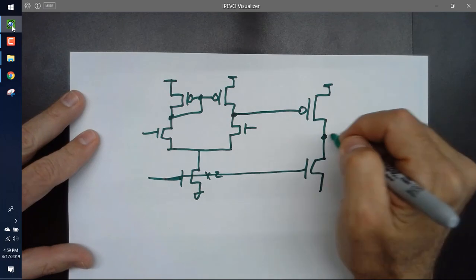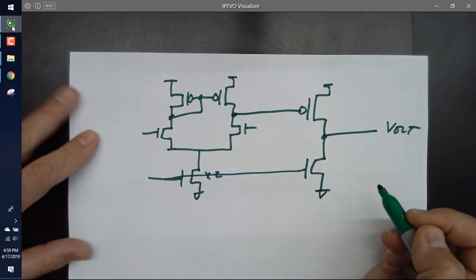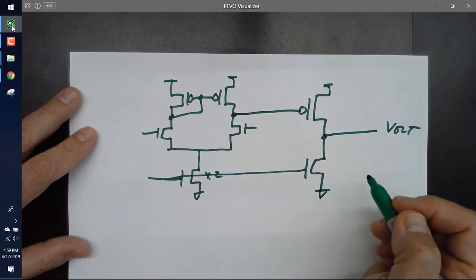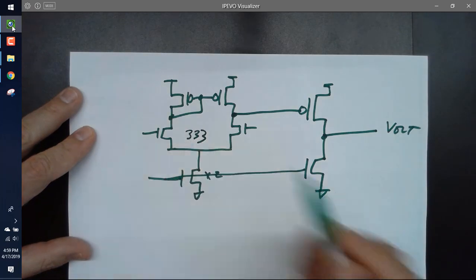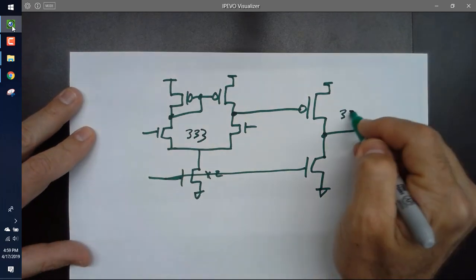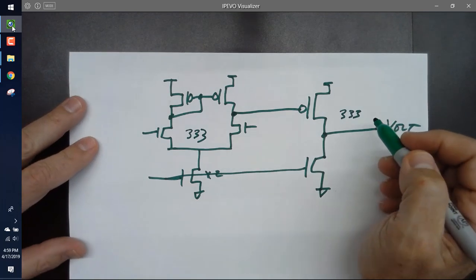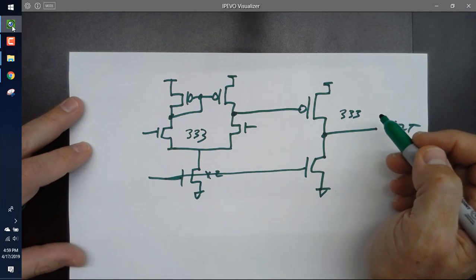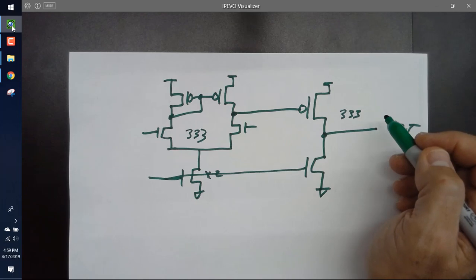And I'm going to modify this in a moment, but for now I'll just call this V out, and this is my op amp. So if I have a gain of 333 here, and I have a gain of 333 here, what's the overall gain? That times that, which is way above the requirement of 60 dB or whatever, right? Everybody follow?